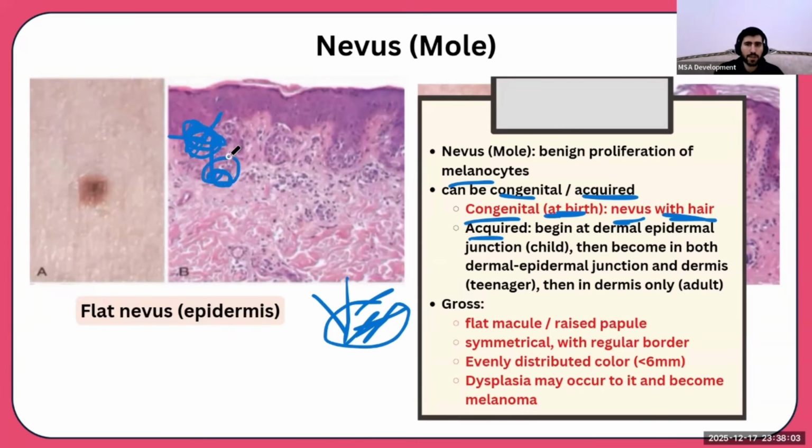Okay, so nevus is benign proliferation of melanocytes. It can be congenital at birth, it will have hair out of it, or it can be acquired, which starts at the dermal epidermal junction. Then when we grow up, it goes down. And later on, it disappears from above. It doesn't go very deeply, it's just superficial dermis, so it's still benign.